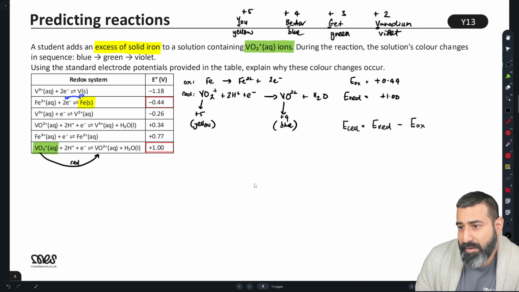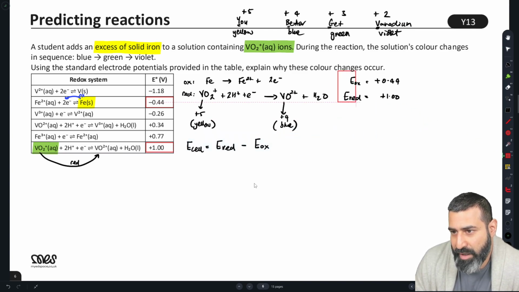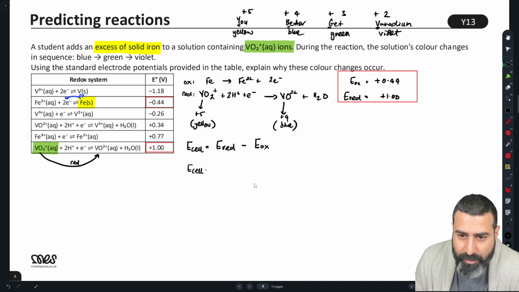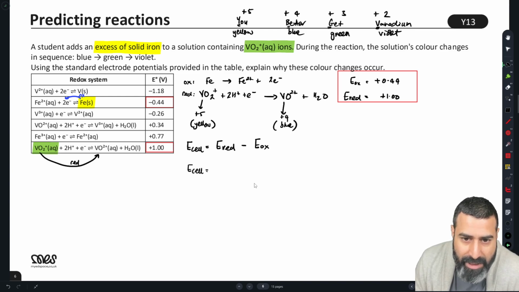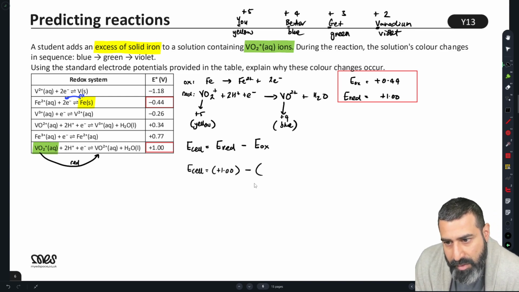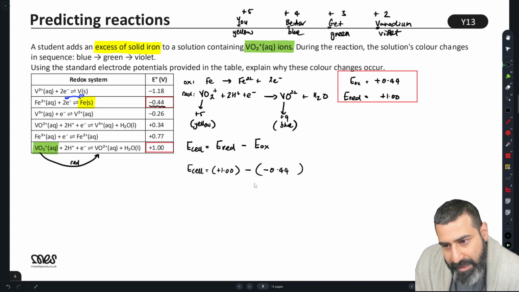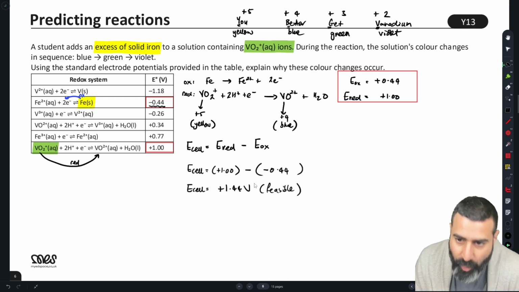Now, if you do it this way, what you don't want to do is use those reduction potentials that we just worked out in the top right, okay? Because what we've done there is we've changed the sign. We want to keep all the signs the same here. So E red is +1.00 minus E ox, and the oxidized potential is -0.44. We're going to leave that sign in, and then E cell equals +1.44 volts, positive, therefore feasible. Okay, so that's one way of doing it.